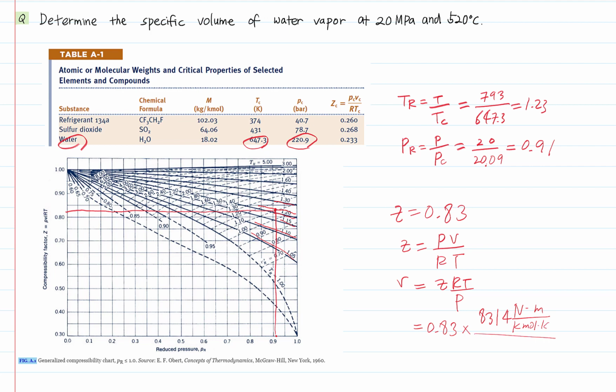divided by the molecular weight, times temperature, 520 degrees Celsius, or... make sure that you use the absolute values of temperature and pressure. So this is how we determine the specific volumes of water vapor without using the thermodynamic tables, but use the compressibility chart with the compressibility factor Z.